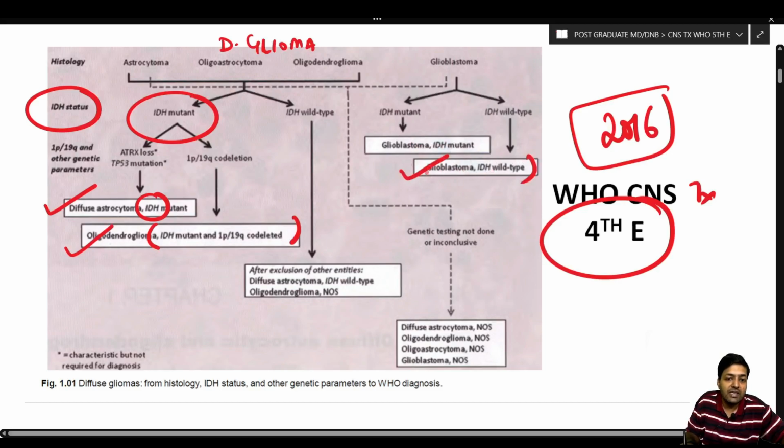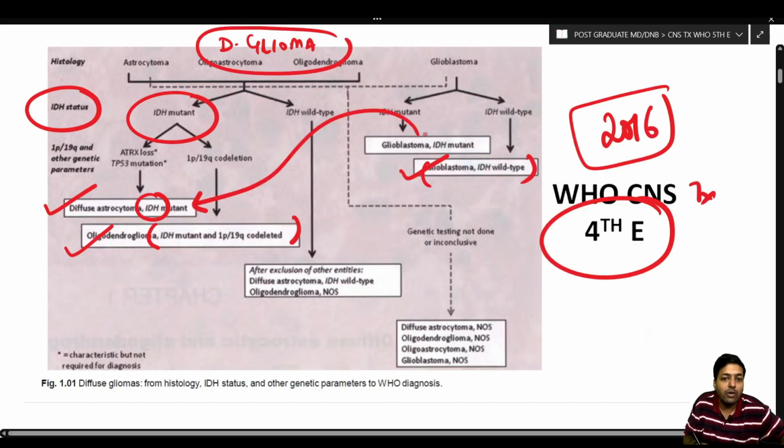In the 4th edition, all these different terms were used. But now any tumor that is IDH mutant comes under the umbrella of diffuse astrocytoma IDH mutant. So in the 5th edition, glioblastoma IDH mutant is not a separate entity. All of them are under diffuse gliomas. So this now comes under the heading of diffuse astrocytoma IDH mutant only. So there is no more use of this separate term. But glioblastoma IDH wild type is already there.